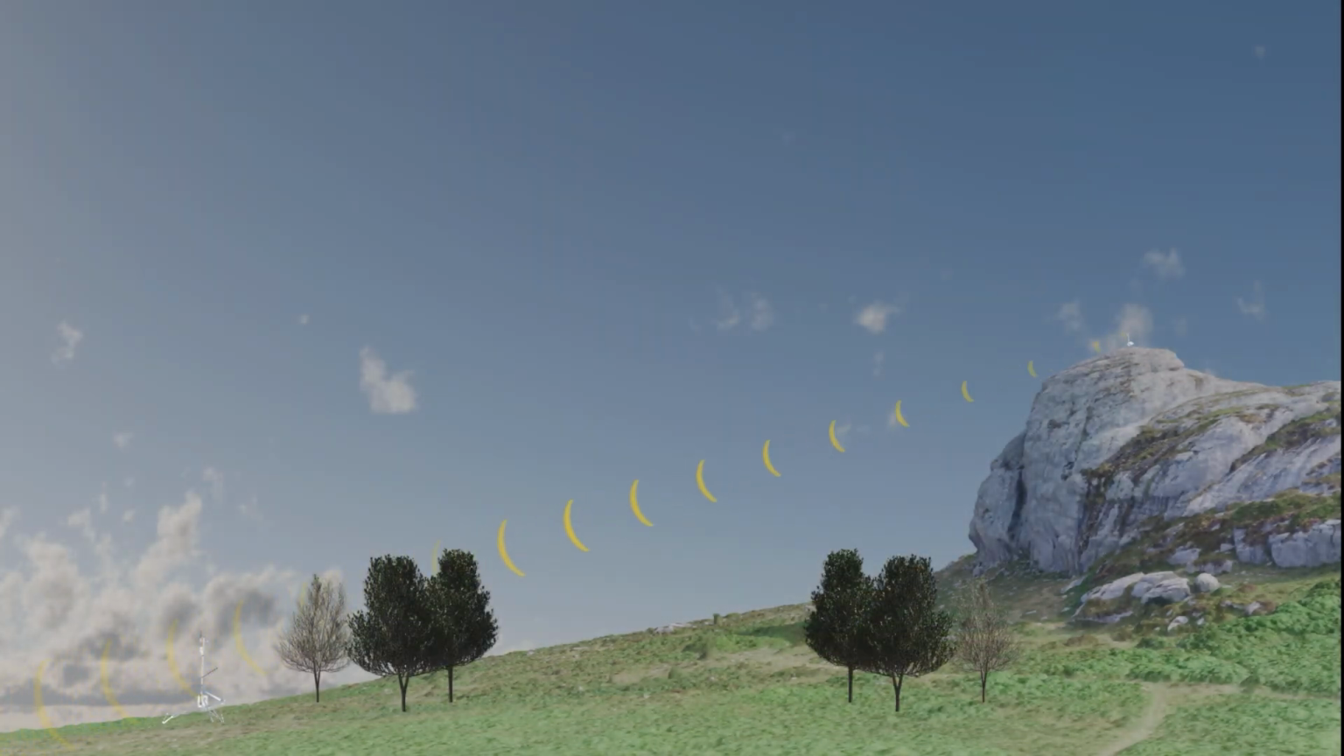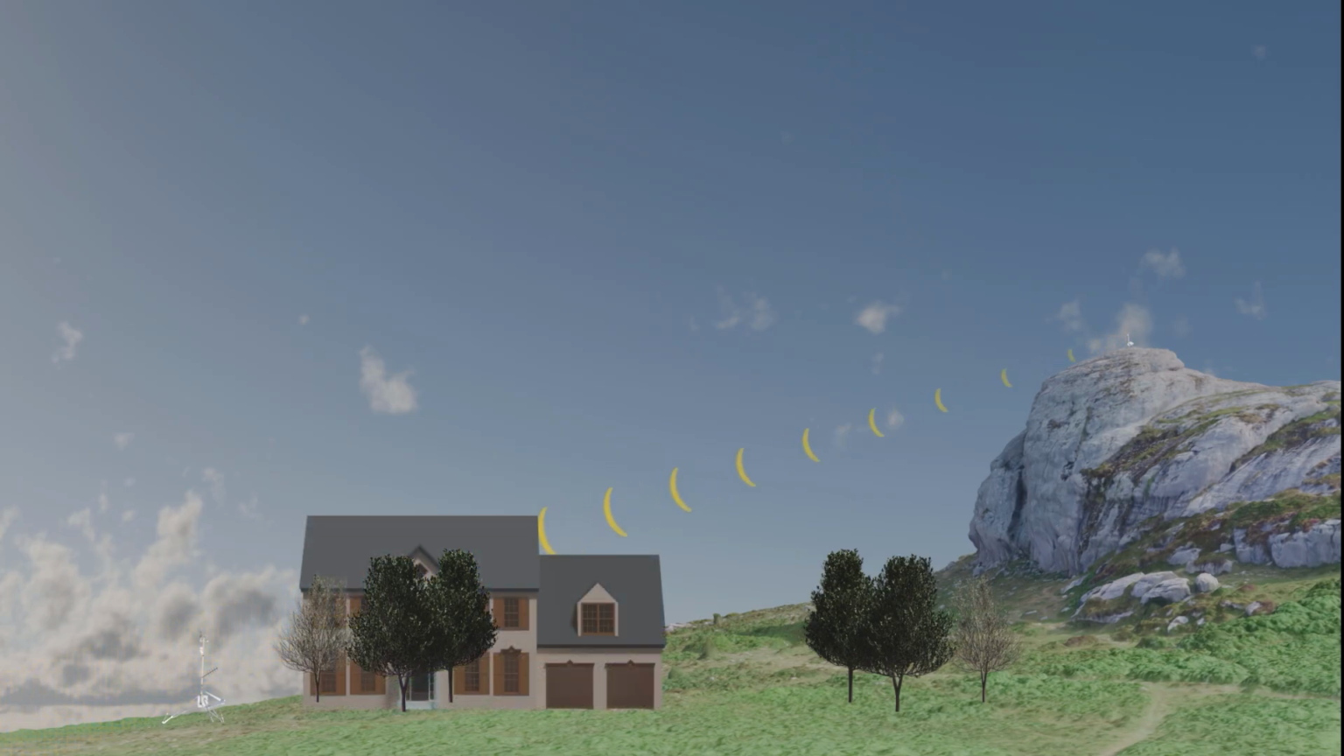Obstructions in line of sight. Obstructions can block or partially absorb the signal. Some materials like glass may allow some signal through. Others may block it almost completely.